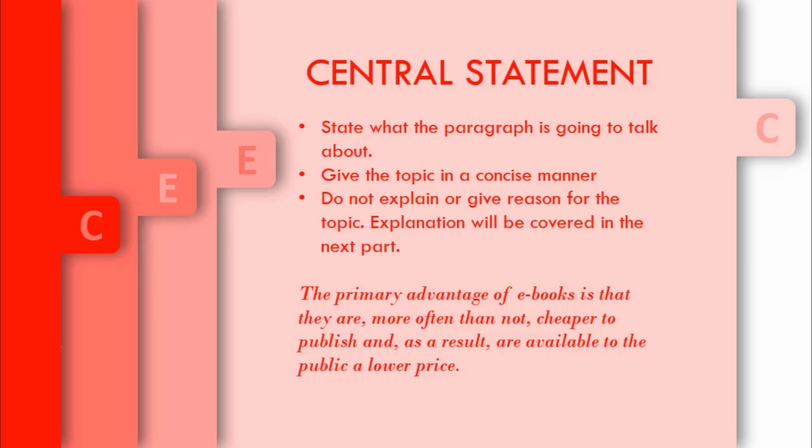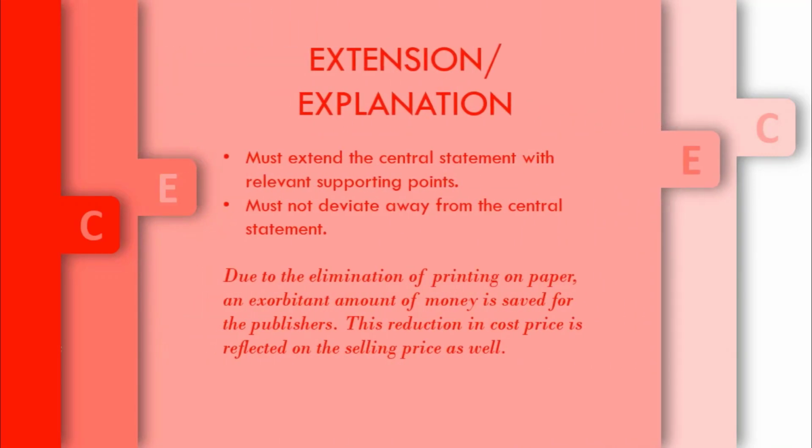Now let's look at the next part, which is the extension or explanation. This part must extend the central statement with relevant supporting points. It is very important to not deviate away from the central point and also to stay relevant to the question. In this example, I have explained how the elimination of printing on paper has made it possible for the publishers to save an exorbitant amount of money. This reduction in cost price is reflected on the selling price as well.